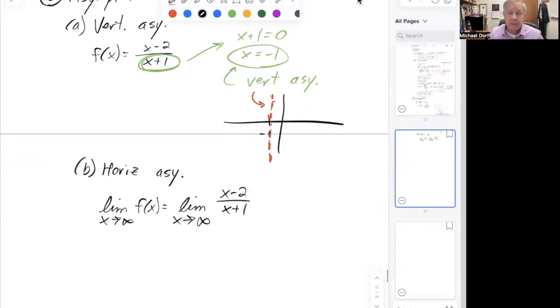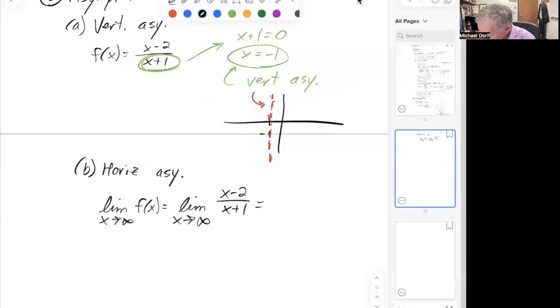Now, we've talked several different ways to do this. We can now use L'Hopital's rule, which is probably the easiest way. If I try a direct substitution, that means I put in a very large number for x, for the numerator and the denominator. And when I do that, I'm going to get infinity over infinity, which is an indeterminate form. So we can now use L'Hopital's rule.